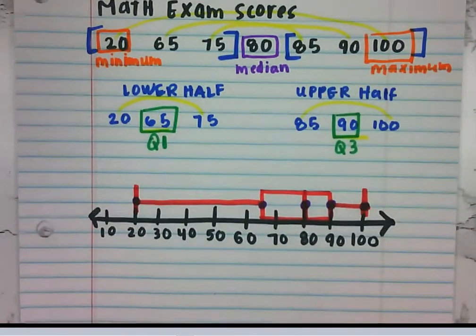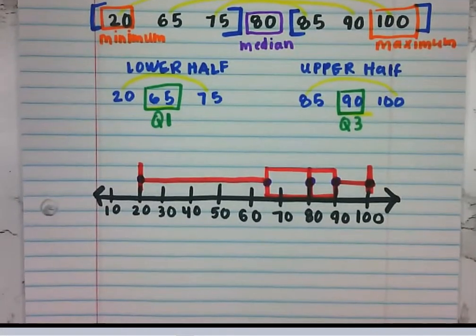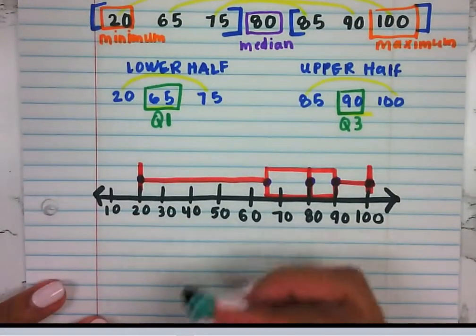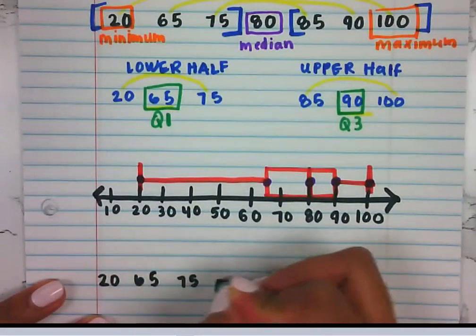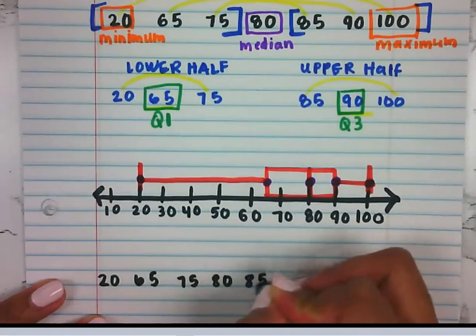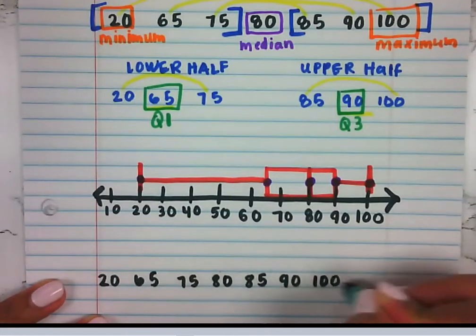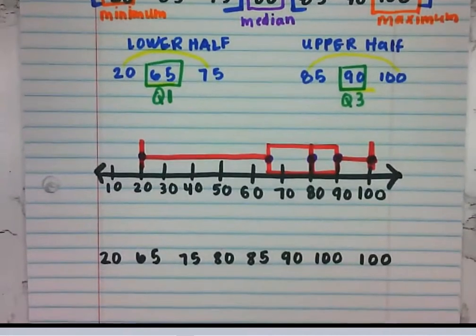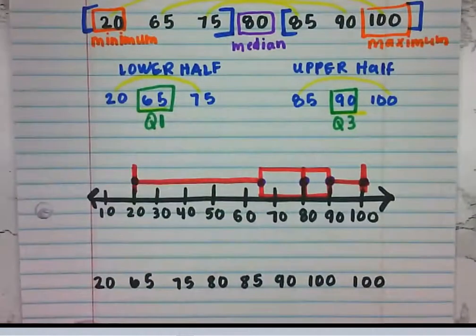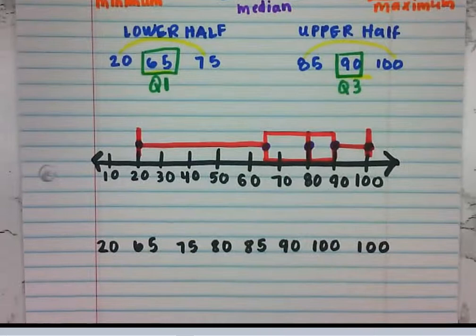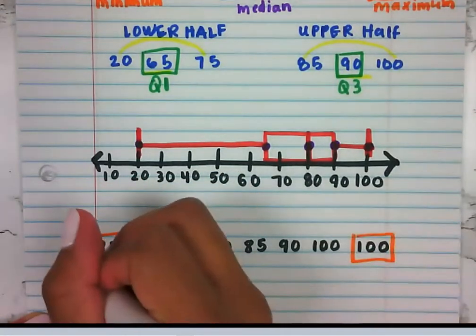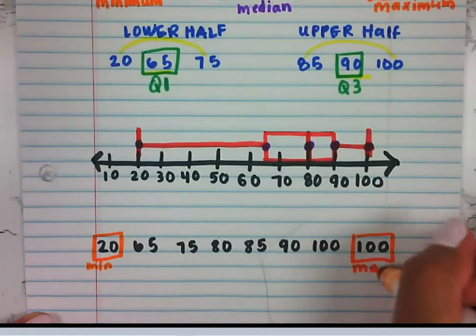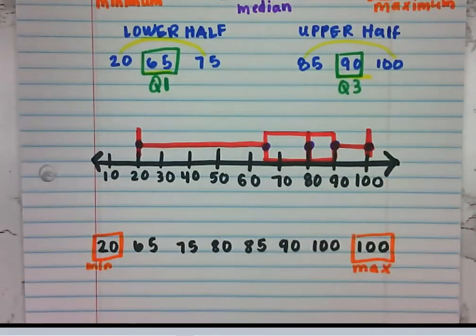All right, so let's try to finish these notes in 2 more minutes. So let me write down these values. We have a new data set, including 20, 65, 75, 80, 85, 90, 100, and I'm adding in an additional 100. So instead of having 7 numbers, I now have 8 numbers. Once again, we know that our minimum and maximum, 20 and 100, stayed the same. And now let's find our median.